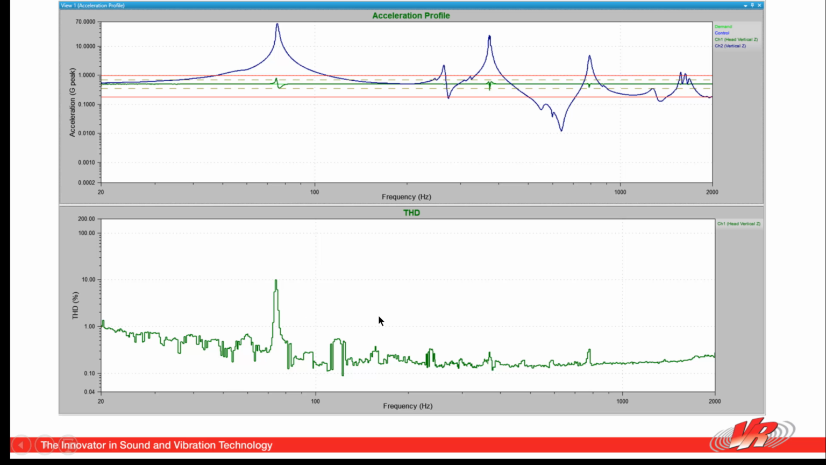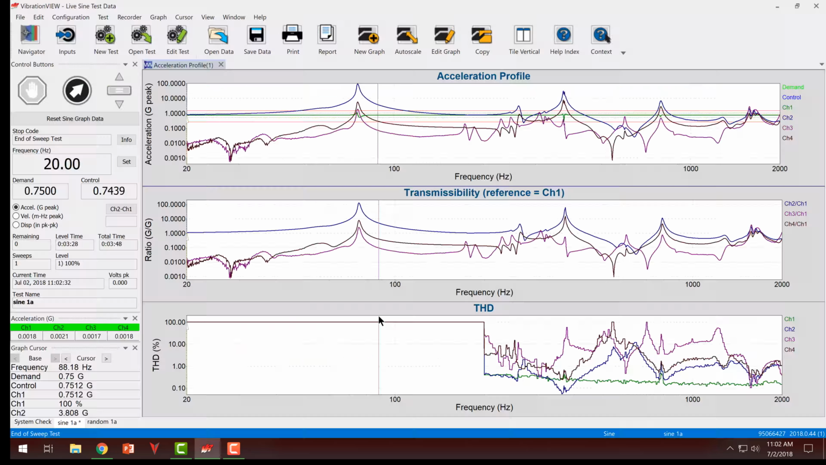Let's go take a look at the software and run a test. Here's a sine test that I have previously ran. Notice just for now that total harmonic distortion at about 200 hertz all of a sudden plateaus at 100. I want to show you what's going on here.